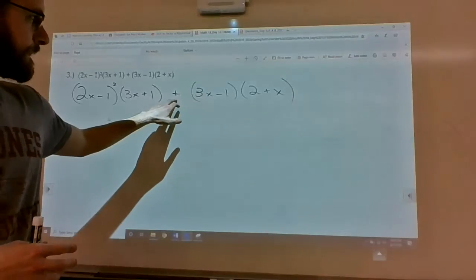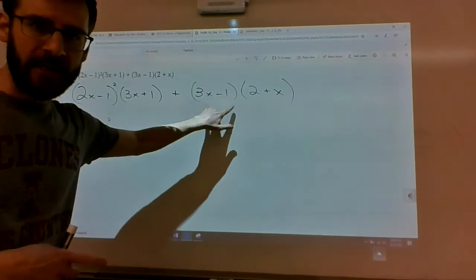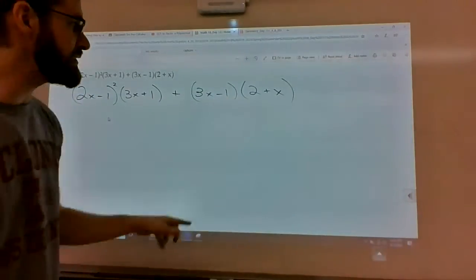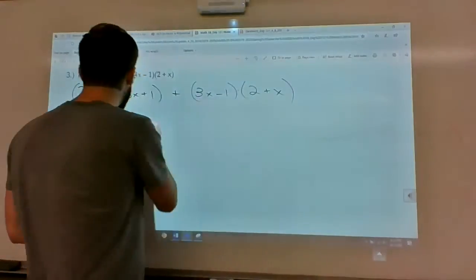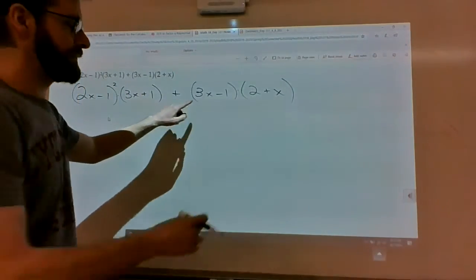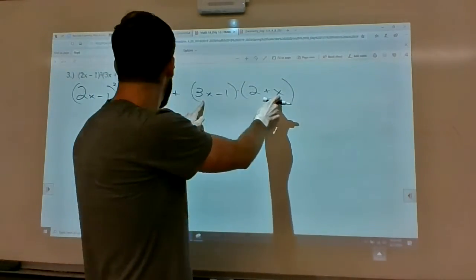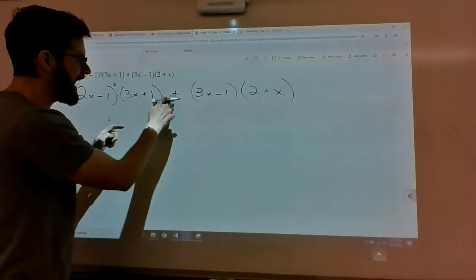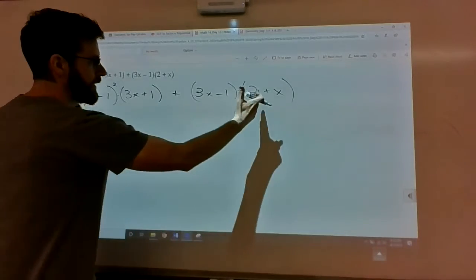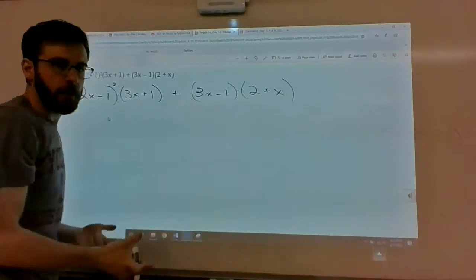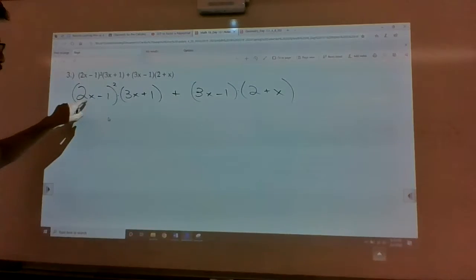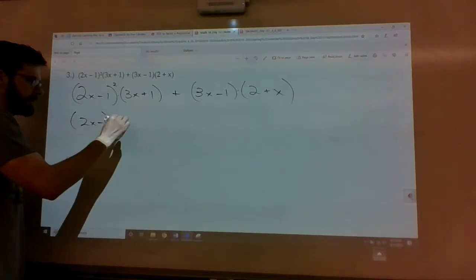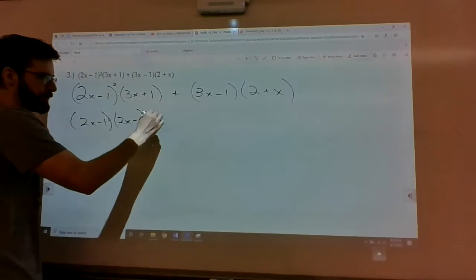So when you see a plus right here separating these two products, these two blocks of multiplication, you have to honor the fact that this needs to be simplified first, and this needs to be simplified first, before we can do any kind of adding to or subtracting from these two parts. So the first thing I'm going to do is rewrite this 2x minus 1 squared into 2x minus 1 times itself, with the 3x plus 1 after that.